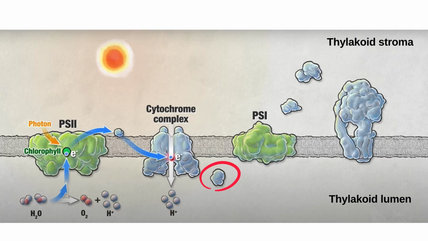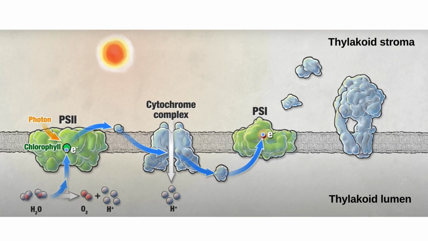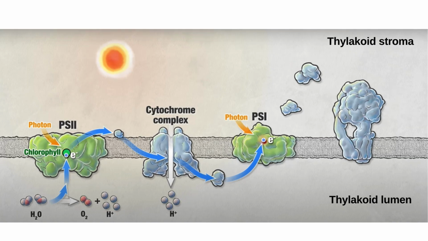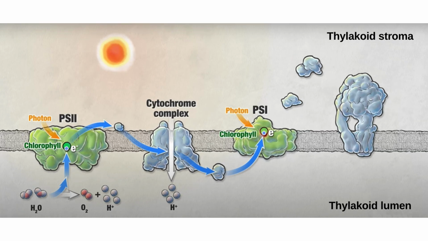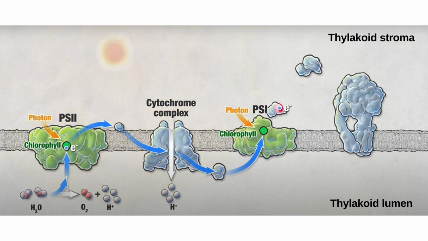The second electron carrier, a protein inside the lumen, receives the electrons and passes them to photosystem 1. These electrons have now lost most of the energy they gained from light in photosystem 2. Photons of light hit chlorophyll in photosystem 1 and excite the electrons again. The electrons are then passed to the third electron carrier.